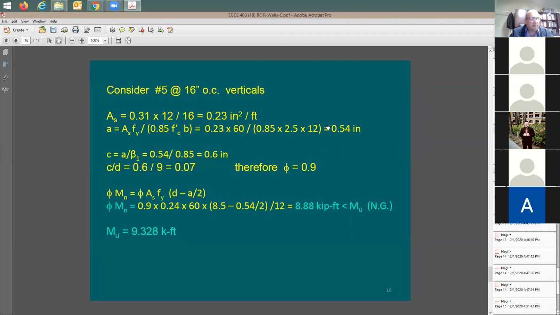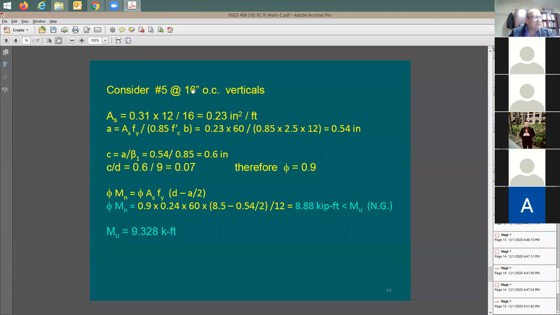Find out a, you guys have seen this before. Find out c, confirm the phi factor, right? And then find out phi Mn. Phi Mn here is how much? 8.88. This is not good, right? So my assumption was not really good. So I need to add more rebars. They say here stay with number 5, right? I cannot change the rebar size. So instead, I'm going to reduce the spacing. When you make the spacing less, this As is going to be growing up.